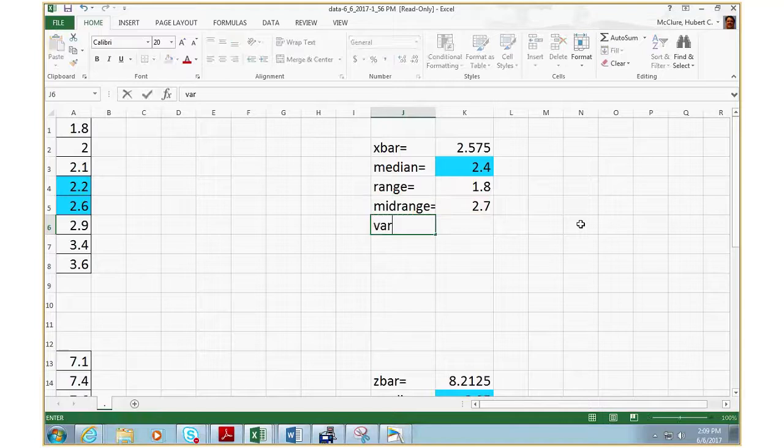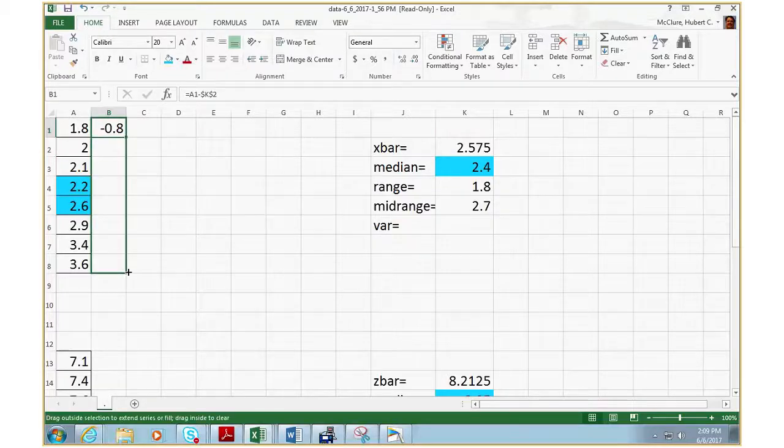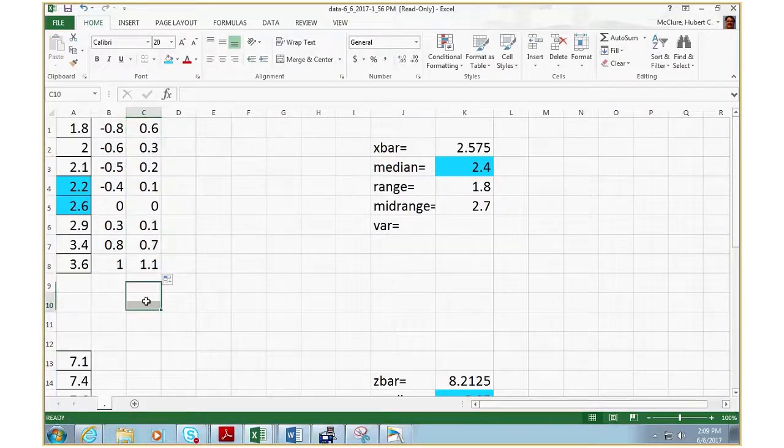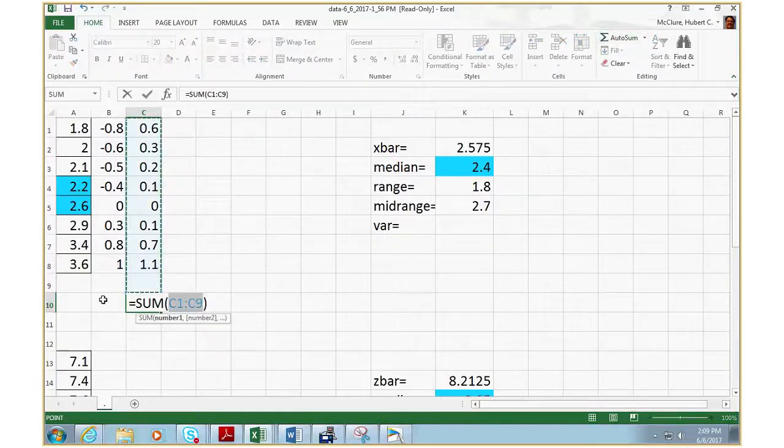Variance. Now here it's going to be equals this minus this, F4, equals this raised to the second power. Summation.